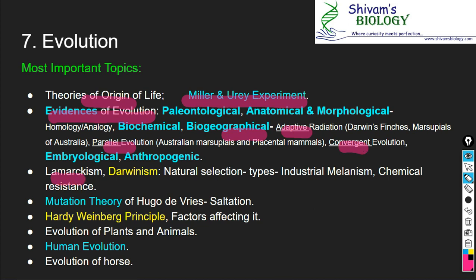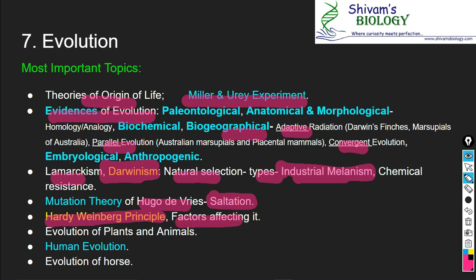Lamarckism is important. Darwinism should be studied in ample detail. It is important. Natural selection, its types, like industrial melanism, very important. Chemical resistance, etc. Mutation theory, that was given by Hugo de Vries, and the concept of saltation that is included in this theory is very important. After that, Hardy-Weinberg principle is important, and the factors that affect Hardy-Weinberg equilibrium are also important.